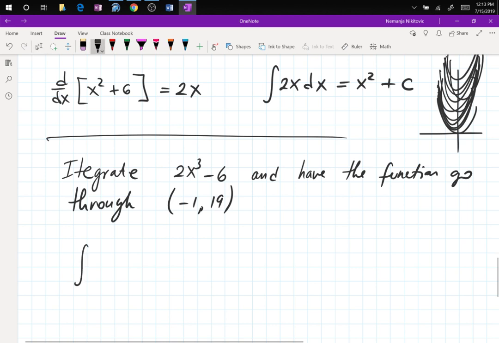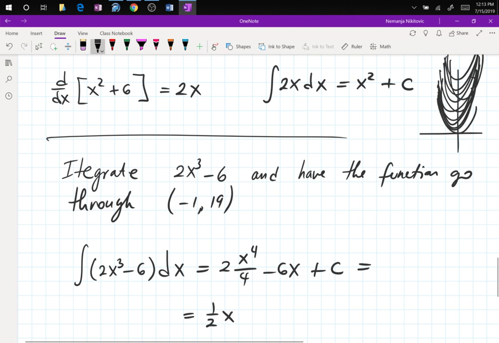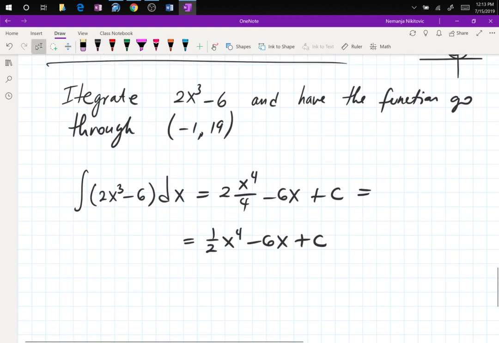You integrate, which is 2x cubed minus 6 dx, and that is going to give you 2x to the 4 over 4 minus 6x plus c. That will be 1/2 of x to the 4th minus 6x plus c. So this is what we call an indefinite integral. But now, this is actually a function. We call this capital F, the antiderivative. And you can use negative 1, 19 to calculate the value c.